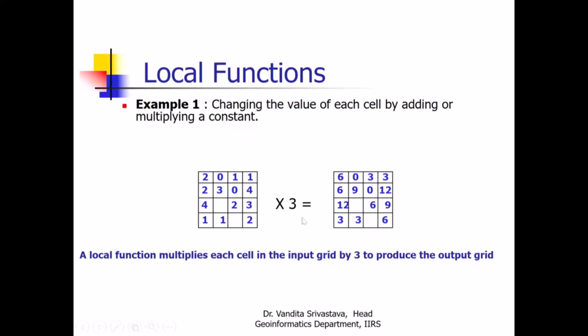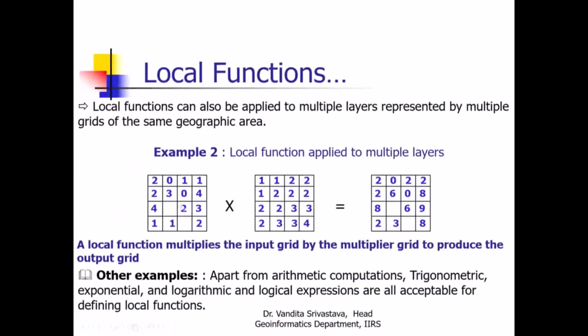So this is a cell by cell multiplication. You can also perform cell by cell division, addition and other operations. Even trigonometric operations you can perform. You can also multiply it by another grid instead of multiplying by a constant. So here please note that this is not matrix multiplication. It is a cell by cell multiplication. So there is an assumption that you have to have an equal number of cell values in each of these grids that are being multiplied or divided or whatever operation you are performing.